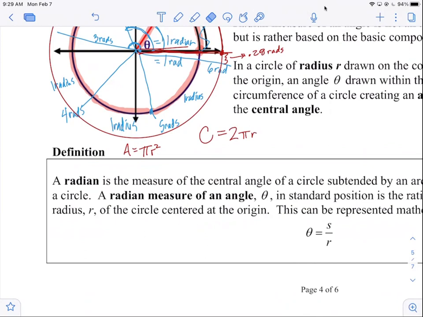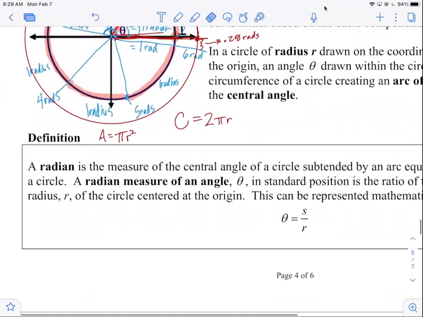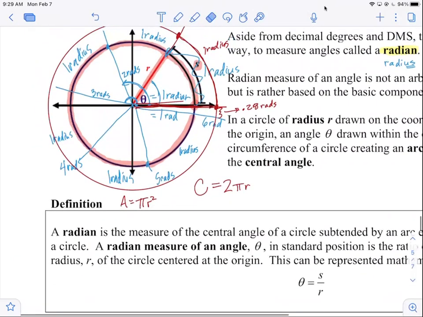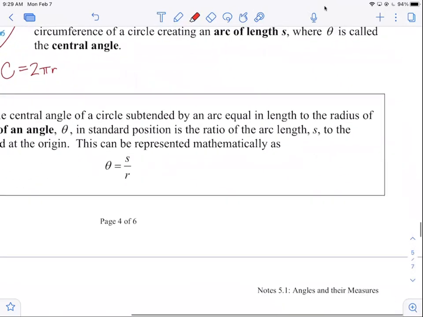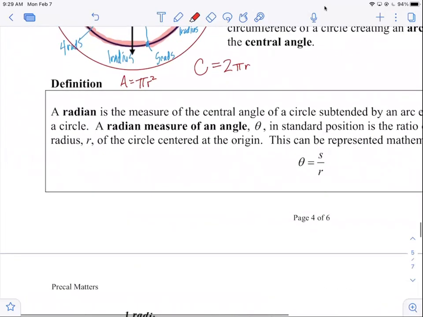So a radian is officially the measure of the central angle of a circle. That's going to be the angle that we're always interested in. We call that a central angle because it's near the center. It's near the origin. Subtended by an arc. We know what that means too. Equal in length to the radius of the circle.